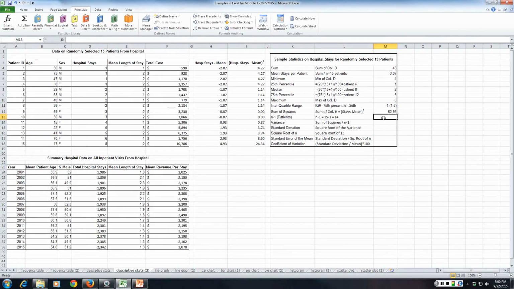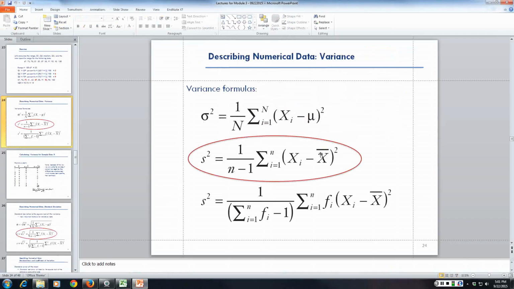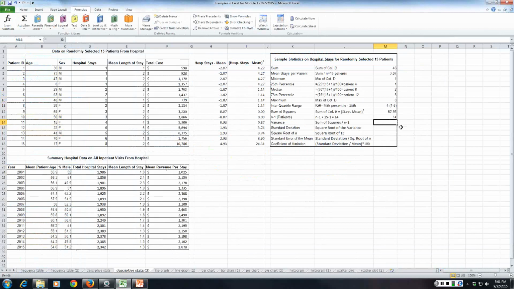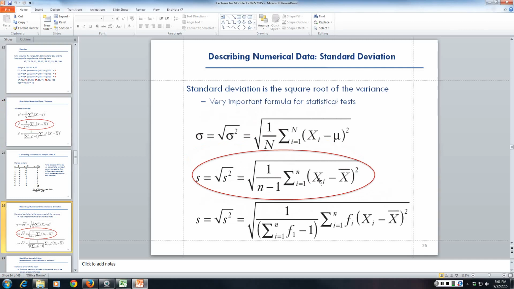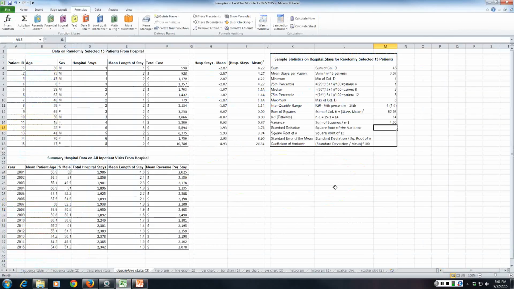So the next part of the formula is n minus 1 patients. Well, we have 15 patients minus 1. That gives us 14. Okay, so now we're ready to calculate the variance. The variance is simply the sum of all the squares divided by n minus 1. So that is the sum of the squares here divided by n minus 1 here. And bingo, we got the variance. It's 4.5. So now we do the standard deviation, which is this complicated looking formula, but once we've got the variance, all we have to do is take the square root of it.